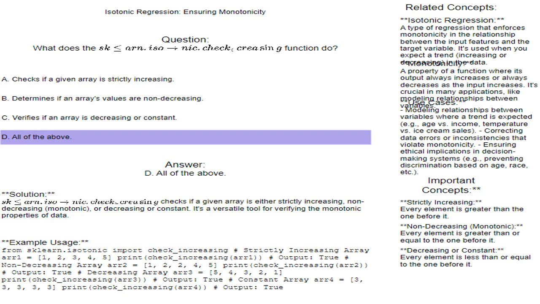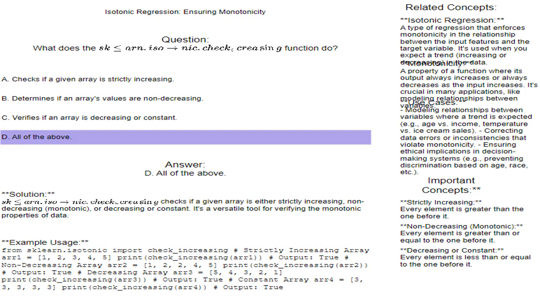This statement is correct as well. Check_increasing can also determine if an array is decreasing or constant. This means that each element is less than or equal to the preceding element. For example, 5, 4, 3, 2, 1 is decreasing, and 3, 3, 3, 3, 3 is constant. Both would result in true when passed to the function.